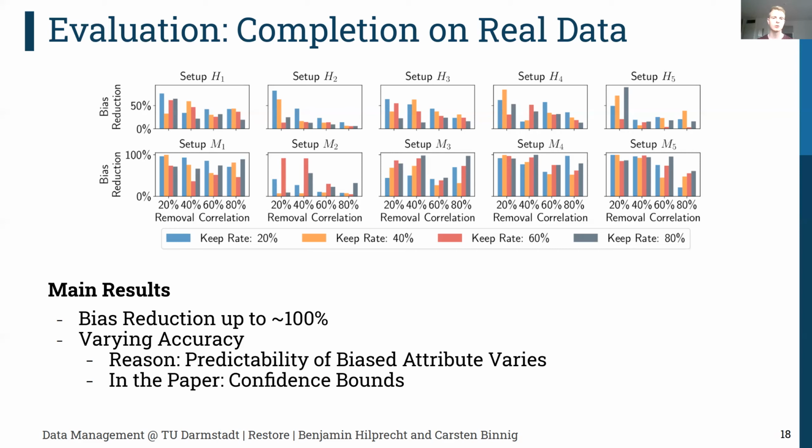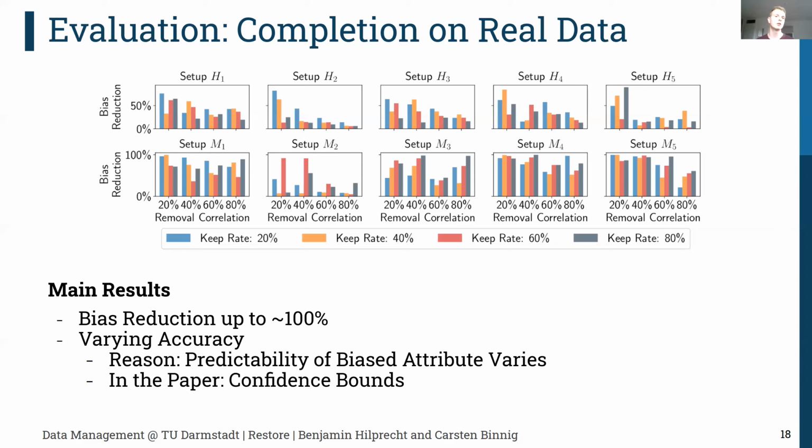In some other cases, we have lower bias reductions, but please note that we are always better than 0%, and 0% is just as good as the baseline of using the incomplete data set. So we never saw any regressions of using ReStore versus the incomplete data set. But as you can see, the accuracy varies, and the reason is that some attributes are easily predictable given the evidence, and some don't really correlate with the remaining evidence tuples we have in the data set, and that's why we cannot easily reconstruct the full data set.